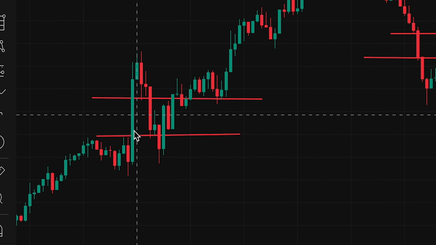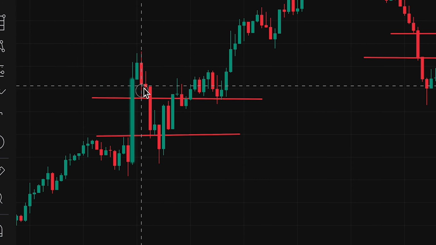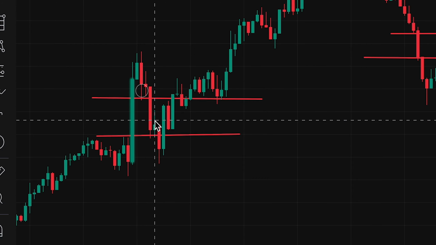This is where we see the opposite situation. We have a fair value gap, we have a first candle reaction, pretty correct, with a bounce.